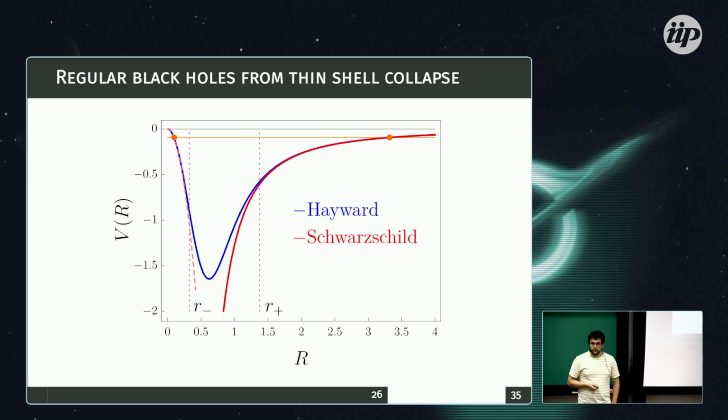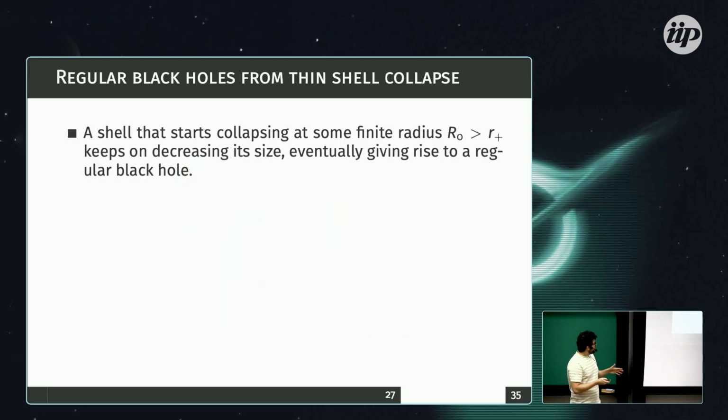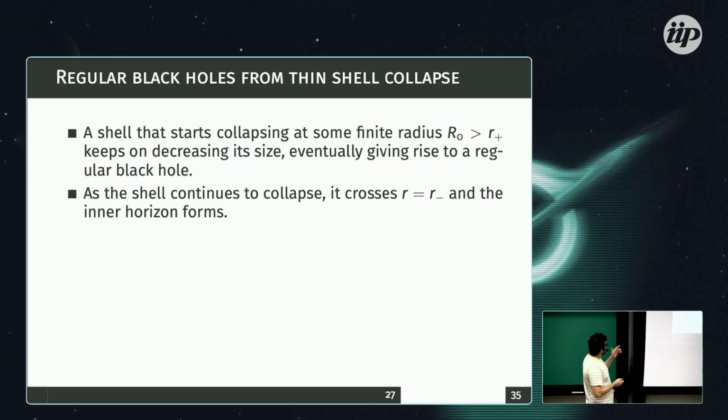It's a first order differential equation, you can integrate, you give some initial conditions to the shell and see what happens, okay? So if you do that, well, you imagine you start with a shell at some finite radius that is larger than the would-be outer horizon. What happens is that it keeps on decreasing, I will show you a plot in a moment. It gives rise to a regular black hole as seen from the outside, okay? So it crosses the outer horizon.